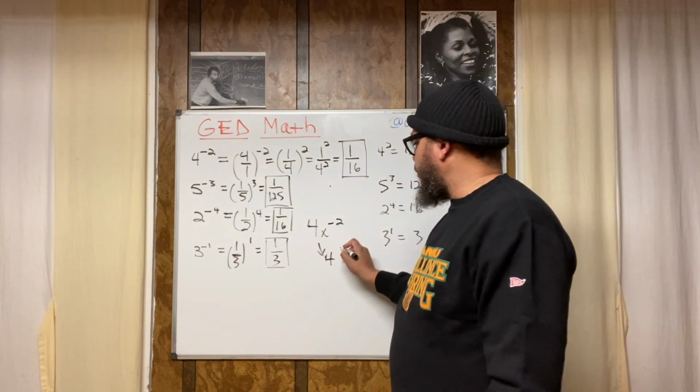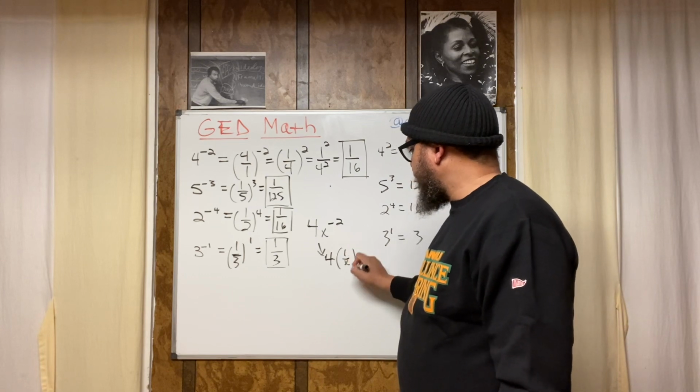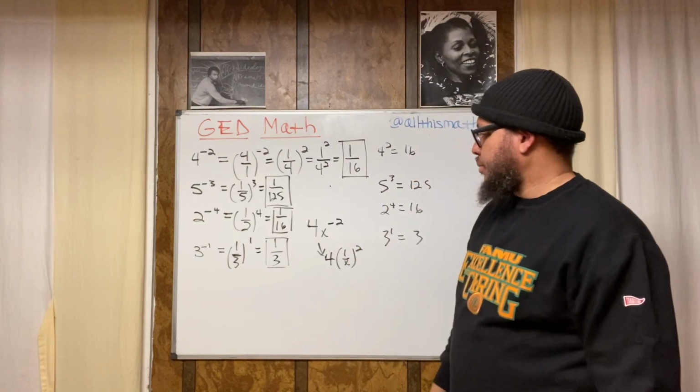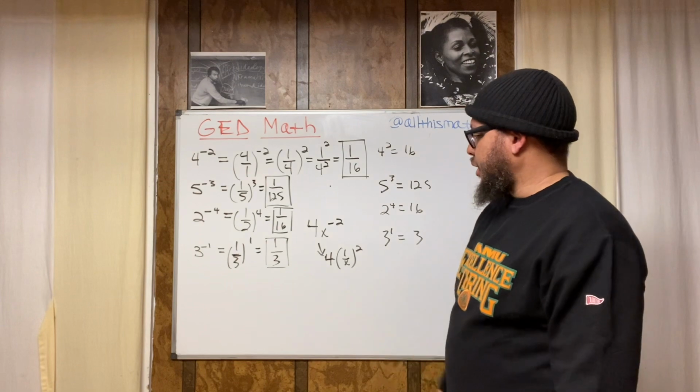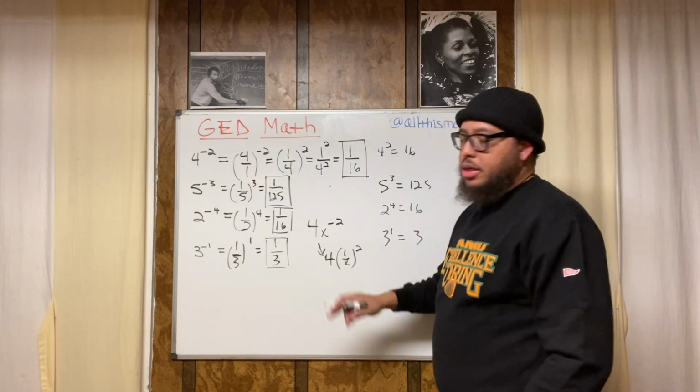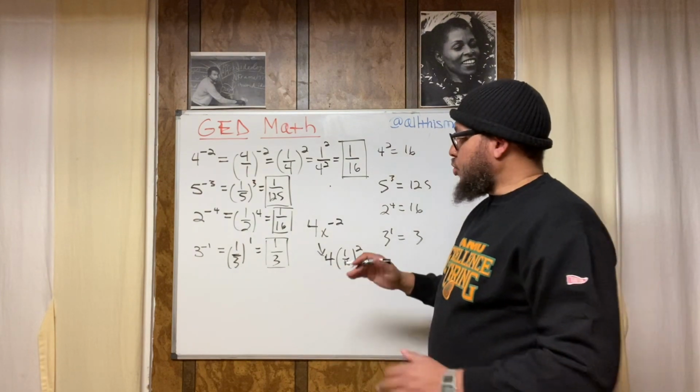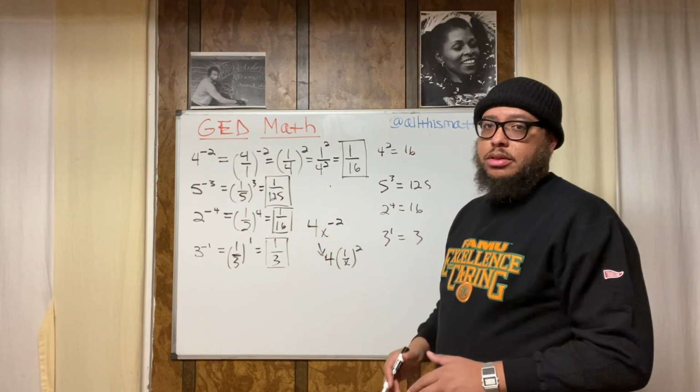But then you have 1/x to the second power. That 4, you do not take the reciprocal of 4. You should not write 1/4x.